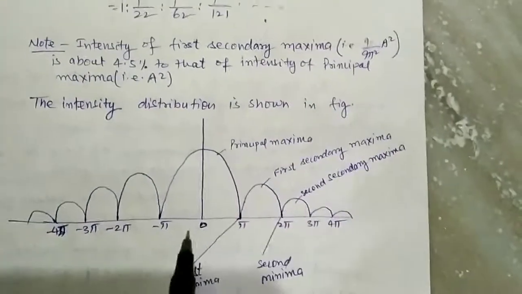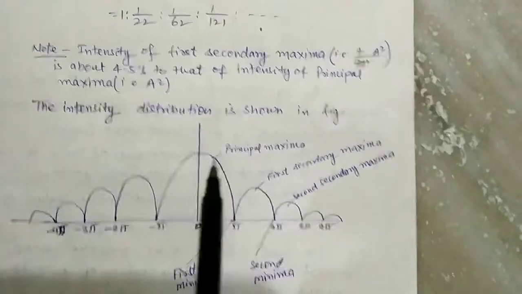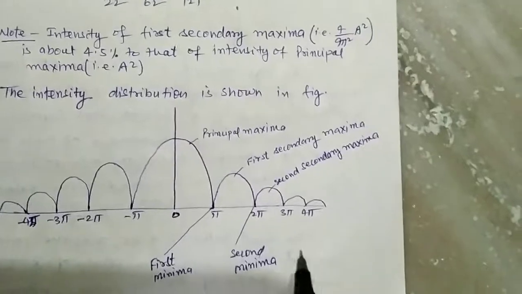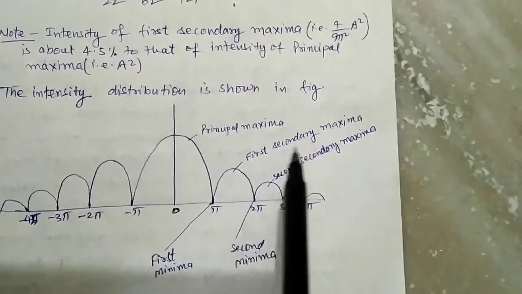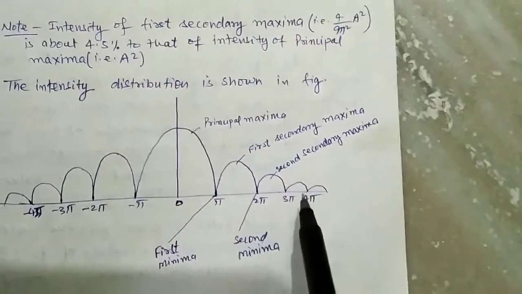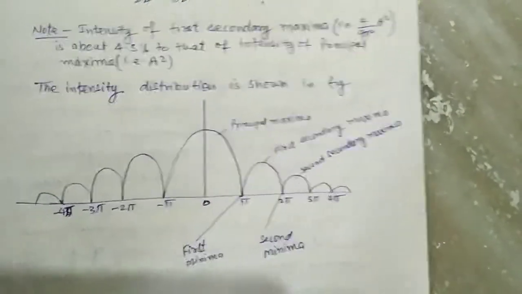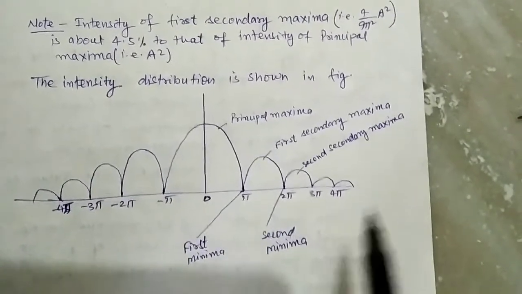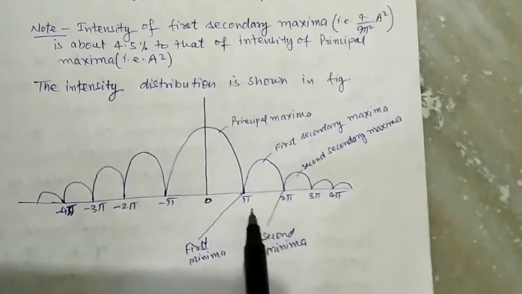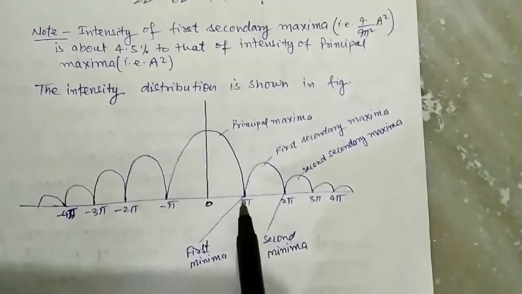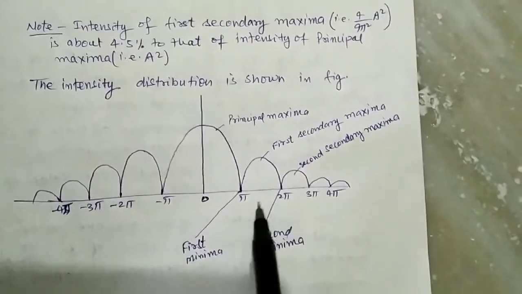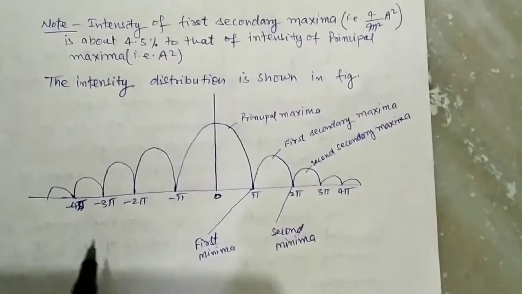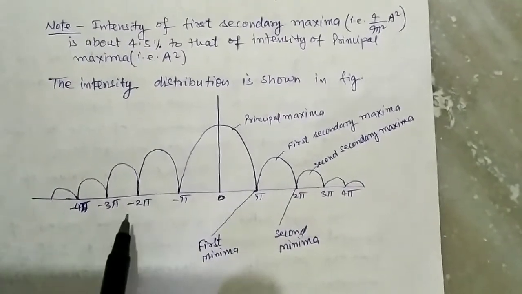So as I told you earlier, this is the principal maxima of highest intensity. These are the secondary maxima in decreasing order of intensity, that is first secondary maxima, second secondary maxima, third secondary maxima, and so on, on both sides of the principal maxima. These are the values of angle 0, pi, 2 pi, 3 pi and 4 pi, and these are minima, that is first minima, second minima, third minima, and so on, and this occurs on both sides of the principal maxima.